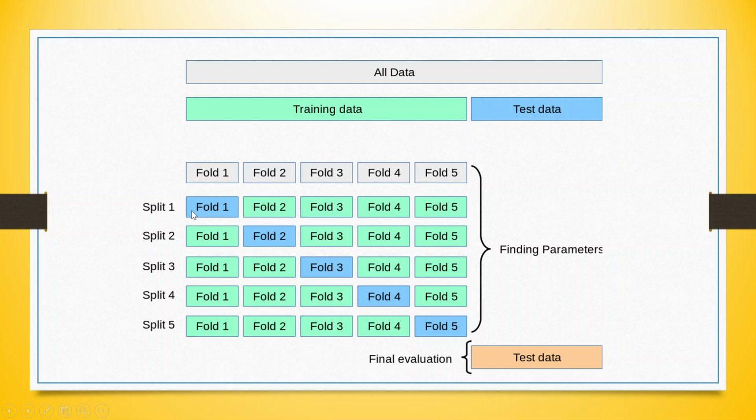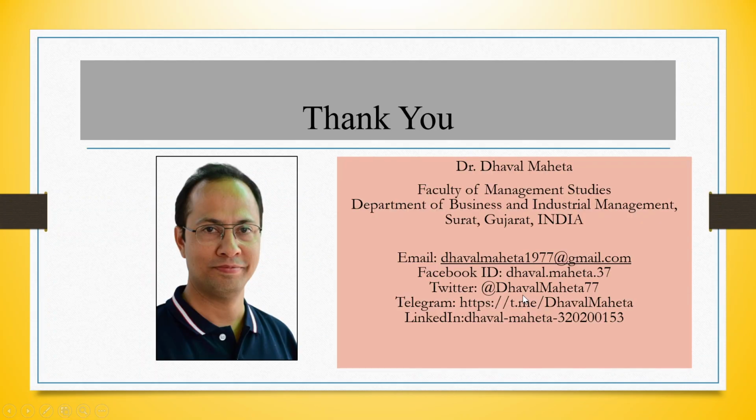In the first iteration or first split, the blue color, fold 1, becomes the testing data and folds 2, 3, 4, 5 become the training data. In the second split, fold 1, fold 3, fold 4, fold 5 will become training data and fold 2 will become the testing data. We will continue this for quite a number of times. After this, we will find out the best parameter. These parameters will be used for the final evaluation of the testing data.